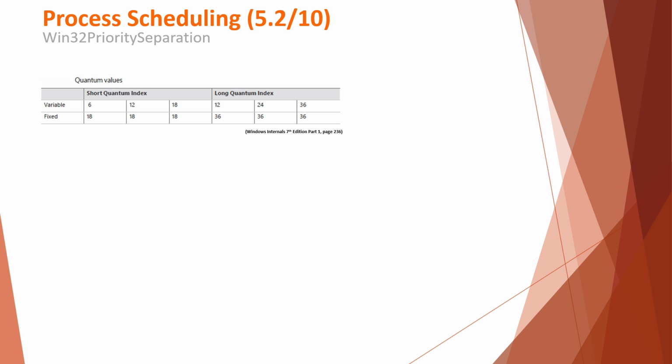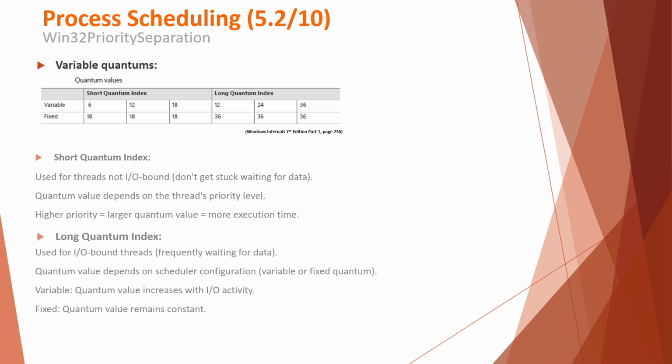Let's explain this table more simply. Short quantum index is used for threads that are not IO bound, which don't get stuck waiting for data. Quantum value depends on the thread priority level: higher priority, larger quantum value, more execution time. Long quantum index is used for IO bound threads frequently waiting for data. Quantum value depends on the scheduler configuration, variable or fixed quantum. A variable quantum value increases with IO activity, and a fixed quantum value remains constant.